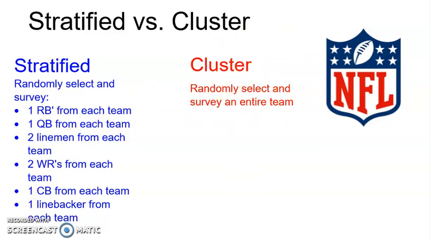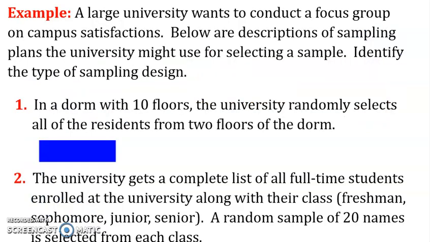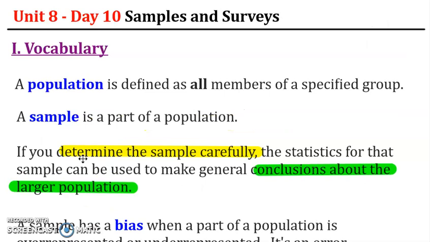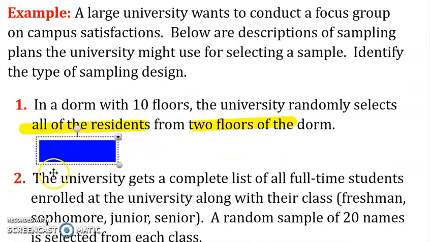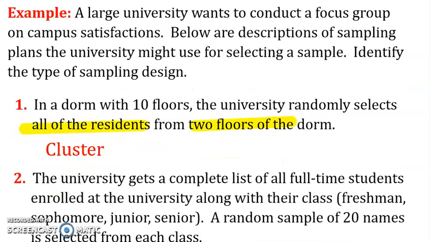All right, so let's see some examples, see if we can go through it. A large university wants to conduct a focus group on on-campus satisfaction. Here we have descriptions of sampling plans that the university might use. Identify the sample design. We have a dorm in which there are 10 floors. The university randomly selects all of the residents from 2 floors. So we are selecting all of the residents from some of the floors. We're selecting all from some. What did I just do? Try that again. That would be cluster.